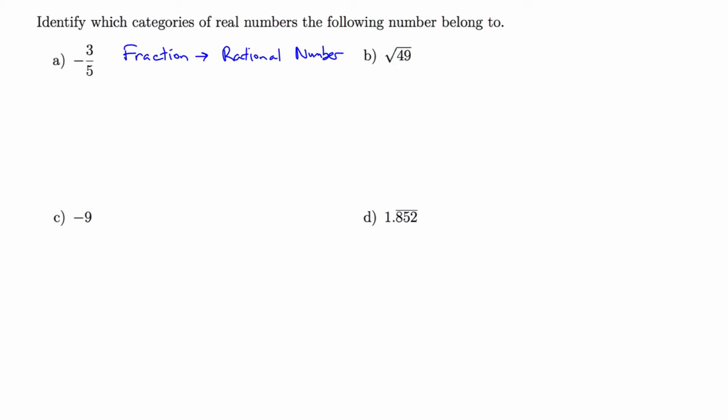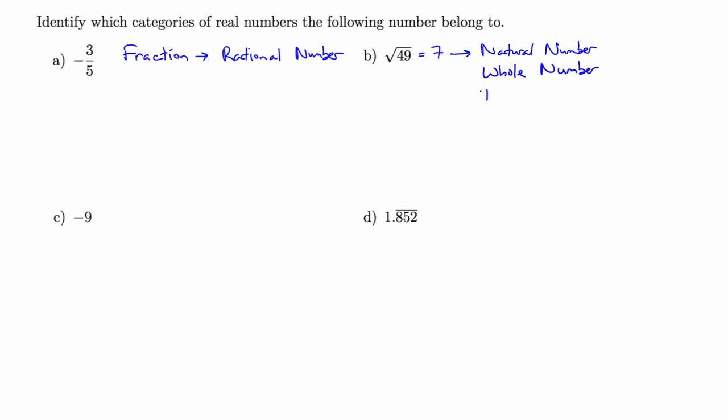In part B, we have the square root of 49. Do not be thrown off by the fact that this has a square root in it. You want to contemplate what is the value of the square root of 49. The square root of 49 is 7. And I know that 7 is a natural number. But by default of being a natural number, 7 therefore falls inside of the whole number category.